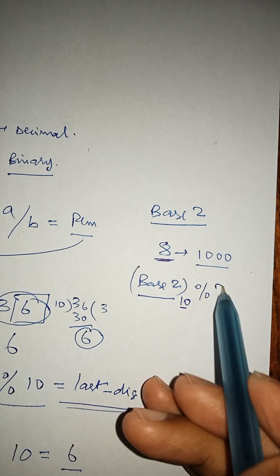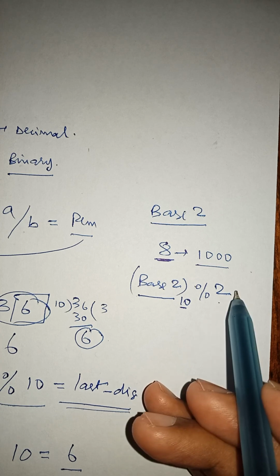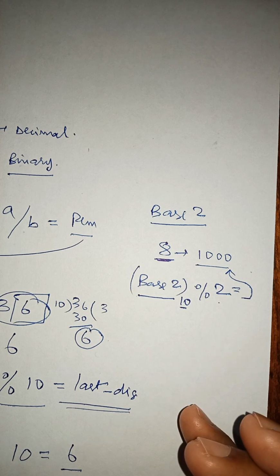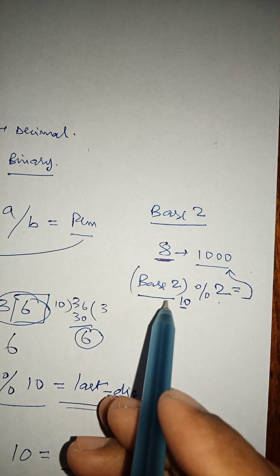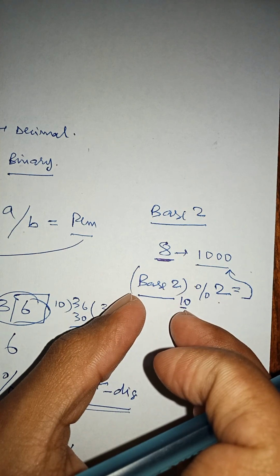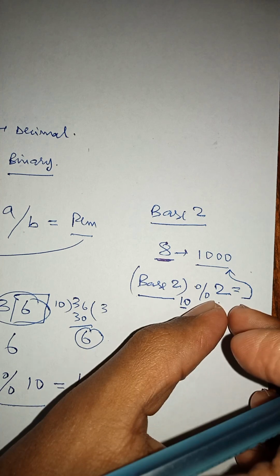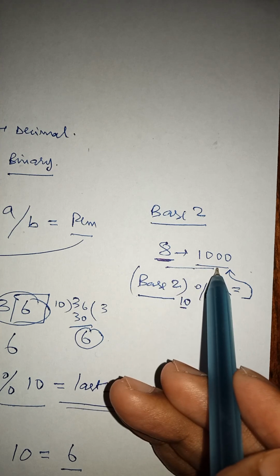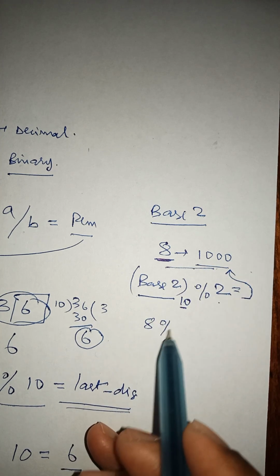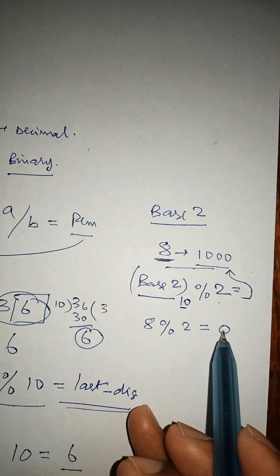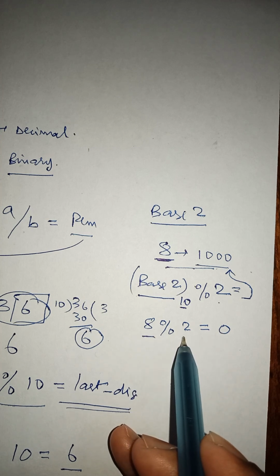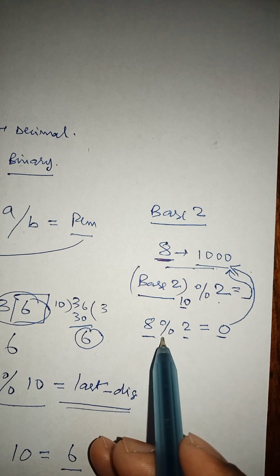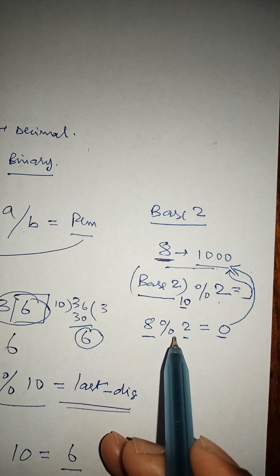Modulus what? 2. Since the base is 2, a modulus 2 will give me the last digit in its binary representation. So I repeat, any decimal number modulus 2 will give me the last digit in its binary representation. Suppose here 8 modulus 2 will give me 0, as 8 is completely divisible by 2. And 0 is nothing but the last digit in the binary representation of 8.